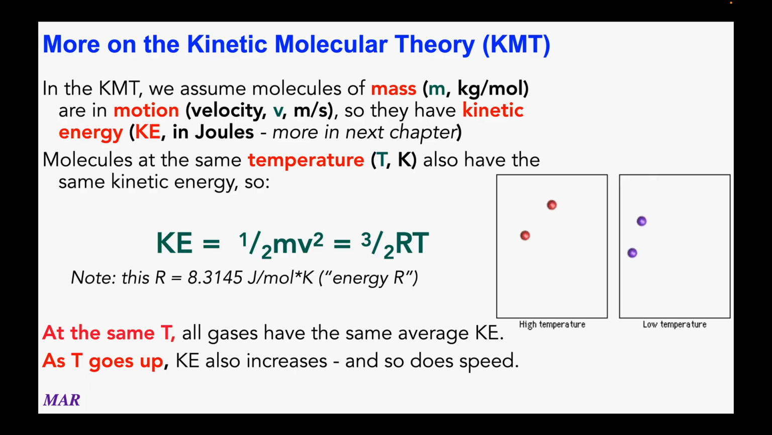So if you have a heavier molar mass, a bigger m, you're going to have a smaller v. Heavier masses go slower. On the other hand, if you have a light, small molar mass, m, you're going to have a bigger v velocity. Smaller molar mass gases will go faster than heavier molar mass gases.